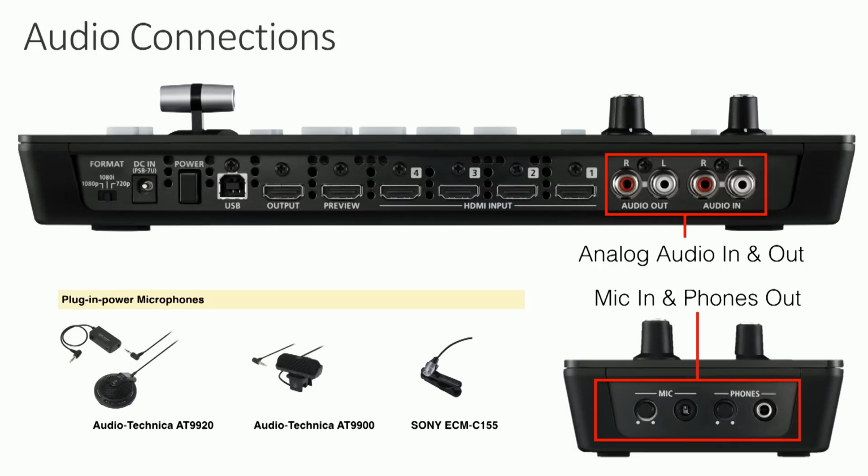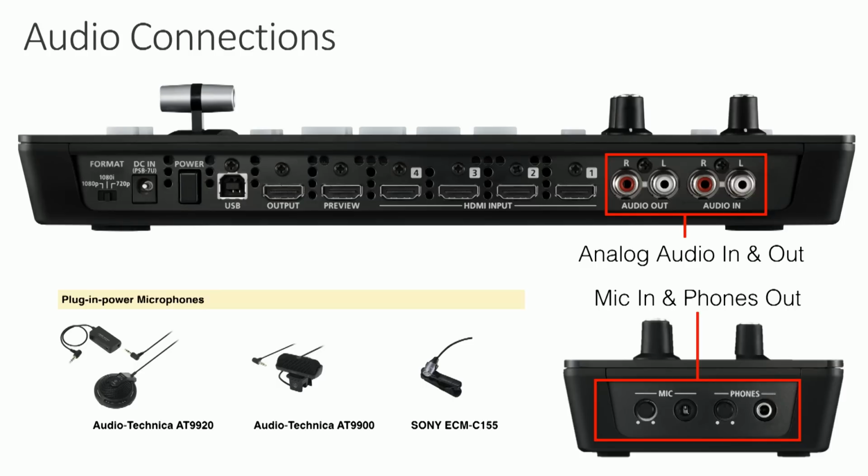So now let's talk a little bit about the audio. It's got analog audio ins as well as analog audio out. So that stereo RCA audio line in, that's where you're going to bring in audio from your audio mixer. And then the audio out can then be sent to the PA system within your facility.